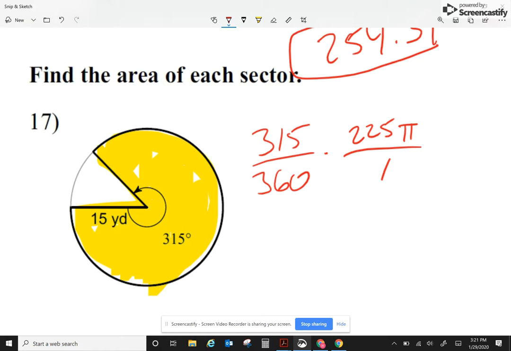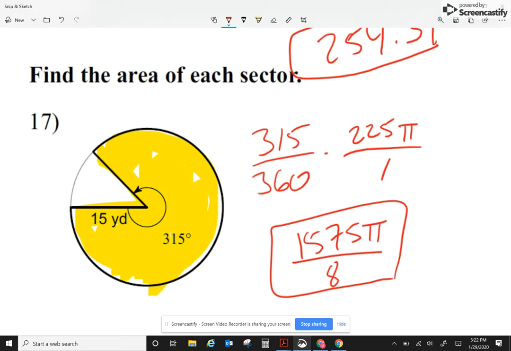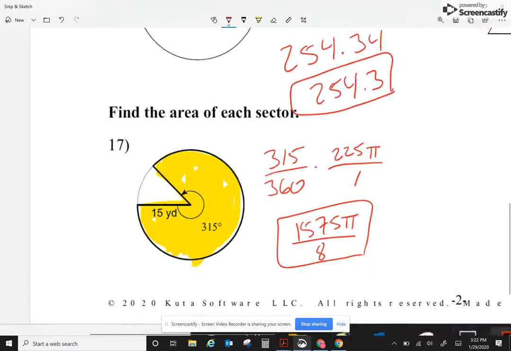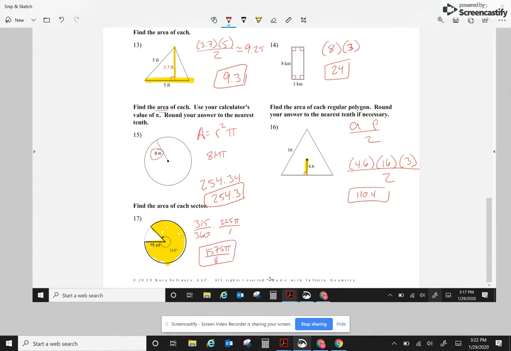I want to use a calculator for this. 315 over 360 multiplied by 225 pi. It gives me 1575 pi over 8. Multiply the fraction, leave pi as a pi, and simplify the fraction. I showed you guys yesterday how to simplify these, so you guys should be okay. You're going to have 2 of these on the quiz tomorrow.